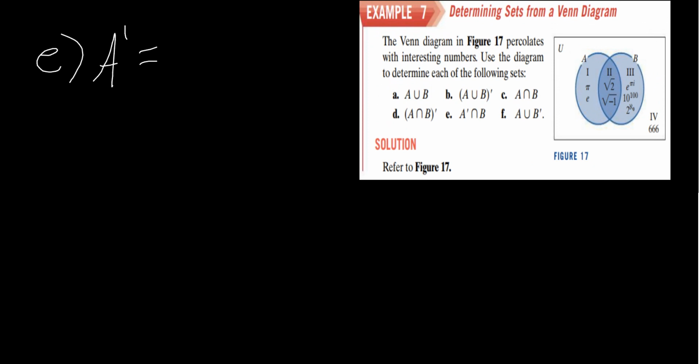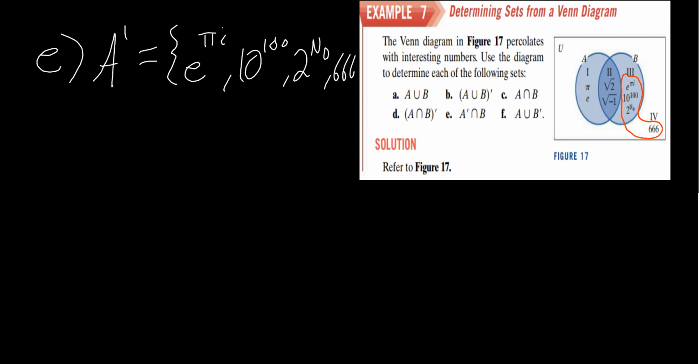Well, it looks like e to the i pi, looks like all these are not in A, right? So if you, again, recall, this whole circle here is A. A contains four elements: pi, e, the square root of 2, and the square root of negative 1. So A complement are the elements e to the pi i, 10 to the 100, 2 to the aleph null, and 666. Okay, and again, we ran out of room, whatever.